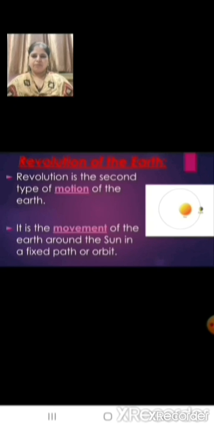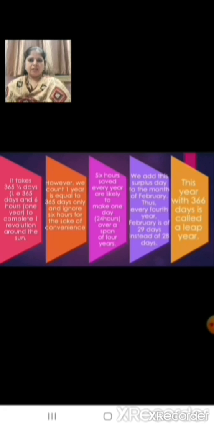Children, we learnt about revolution of the earth. That is, revolution is the second type of motion of the earth. It is the movement of the earth around the sun in a fixed path or orbit. Now, if you see the orbit, you can see it is in an elliptical shape, isn't it? The earth takes 365 and 1/4 days, that is 365 days and 6 hours, which is around 1 year to complete one revolution around the sun.